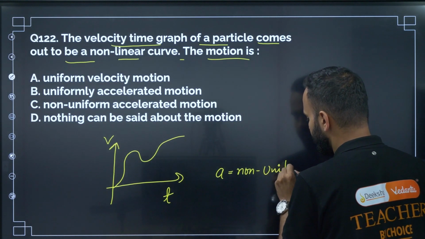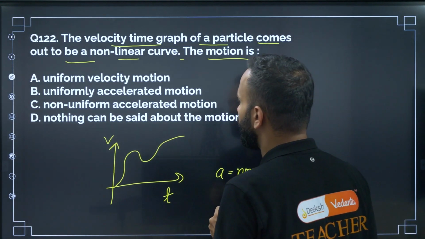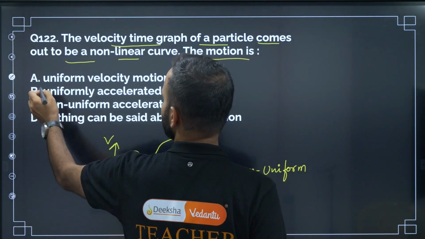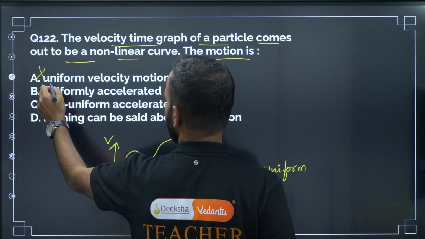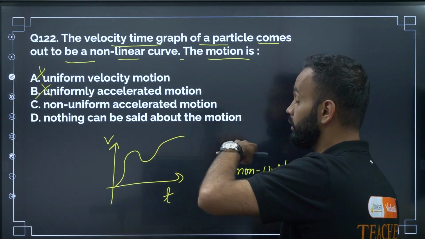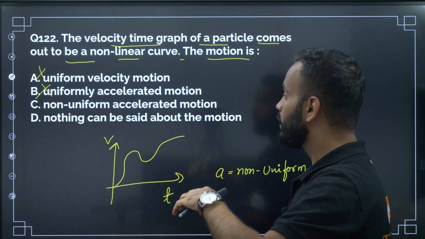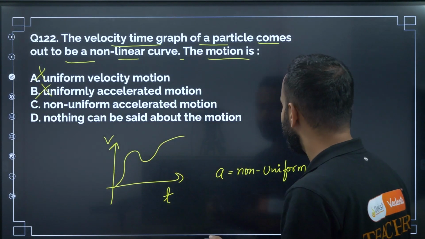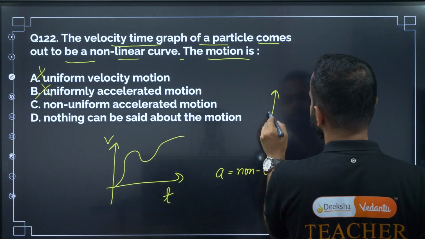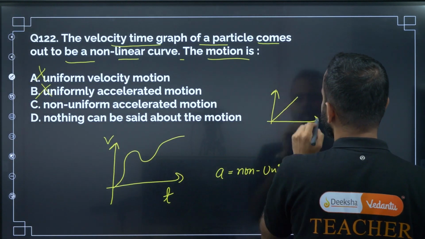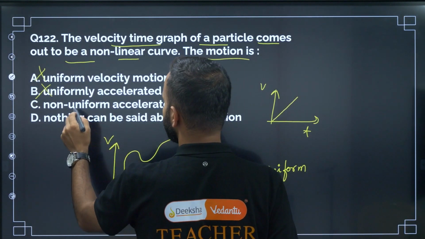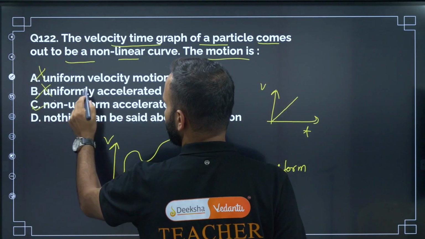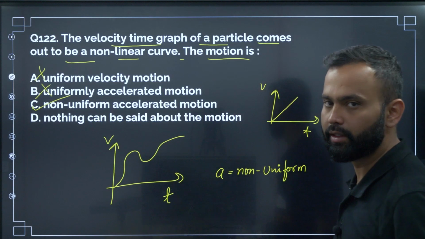Option A says uniform velocity motion, wrong. Option B says uniformly accelerated motion, wrong. If the motion is uniformly accelerated, then the v versus t graph is linear, so option B is wrong. Option C, non-uniform accelerated motion, correct. Option C is the correct answer.